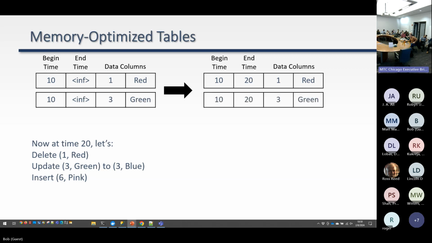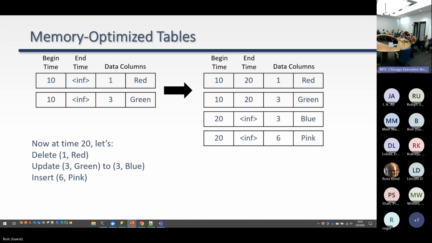Now, similarly, the 3 green row is given an ending time, and a new row is created for 3 blue that begins at time 20. And then same thing, row 6 pink begins at time 20.